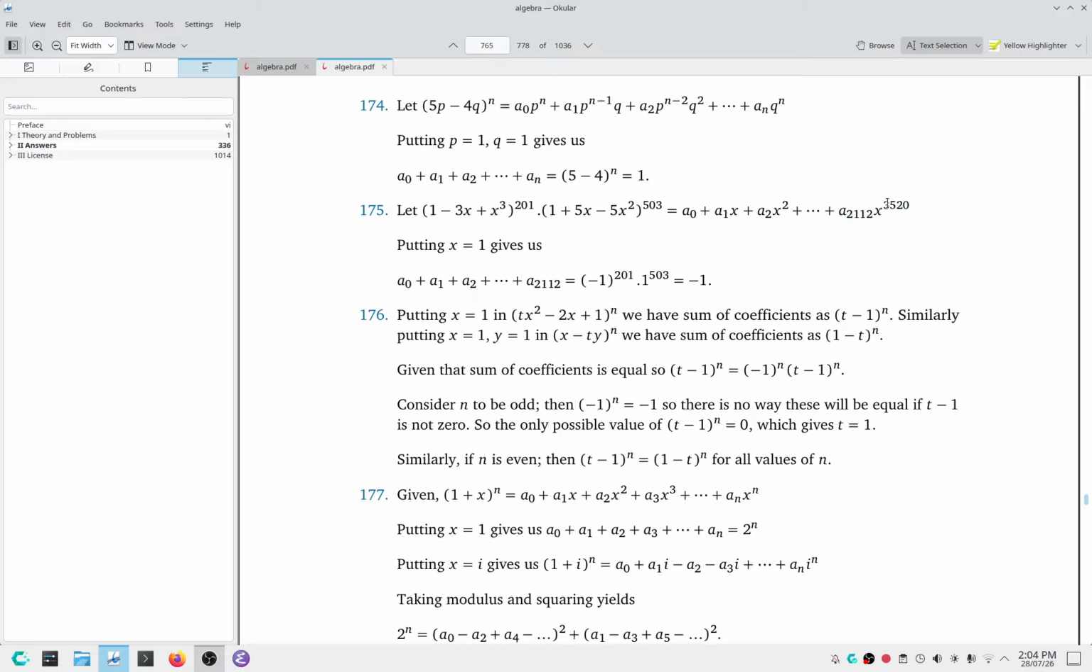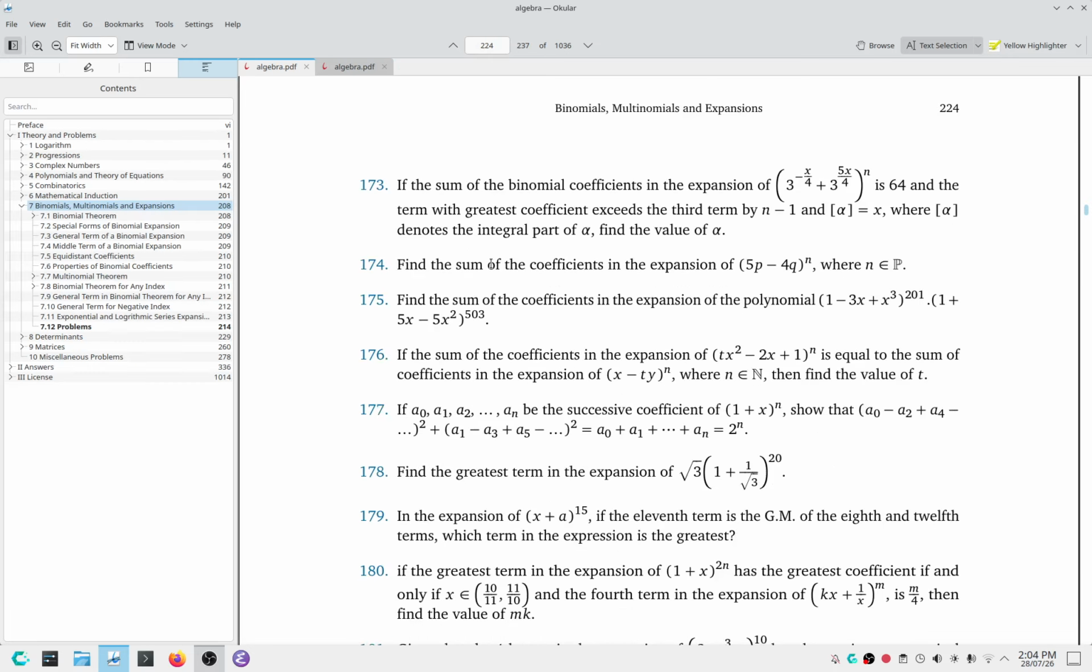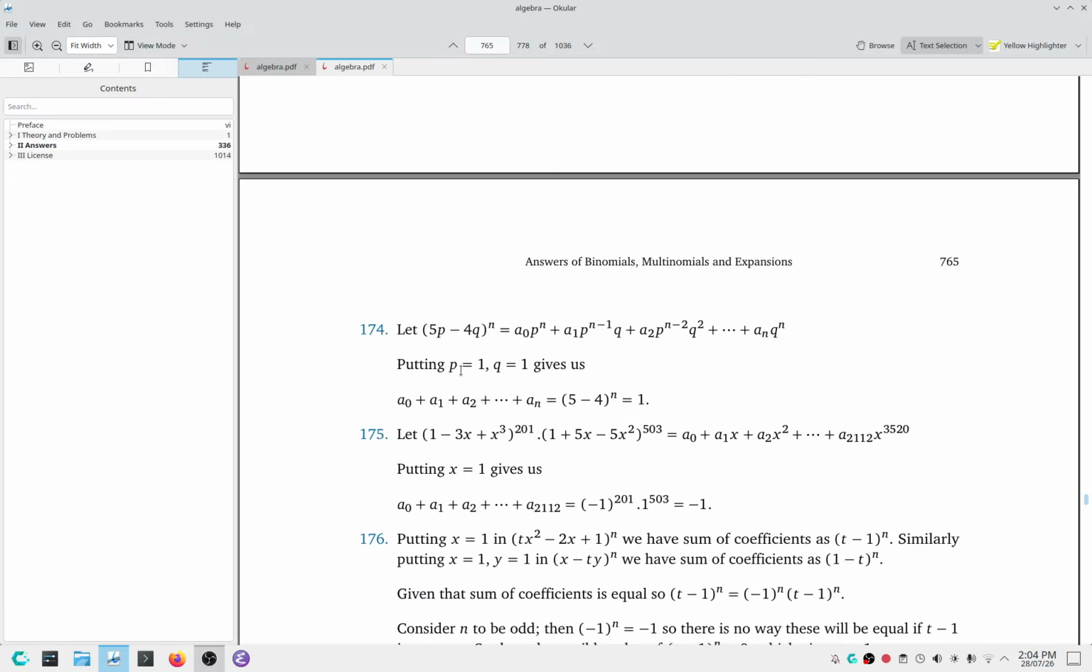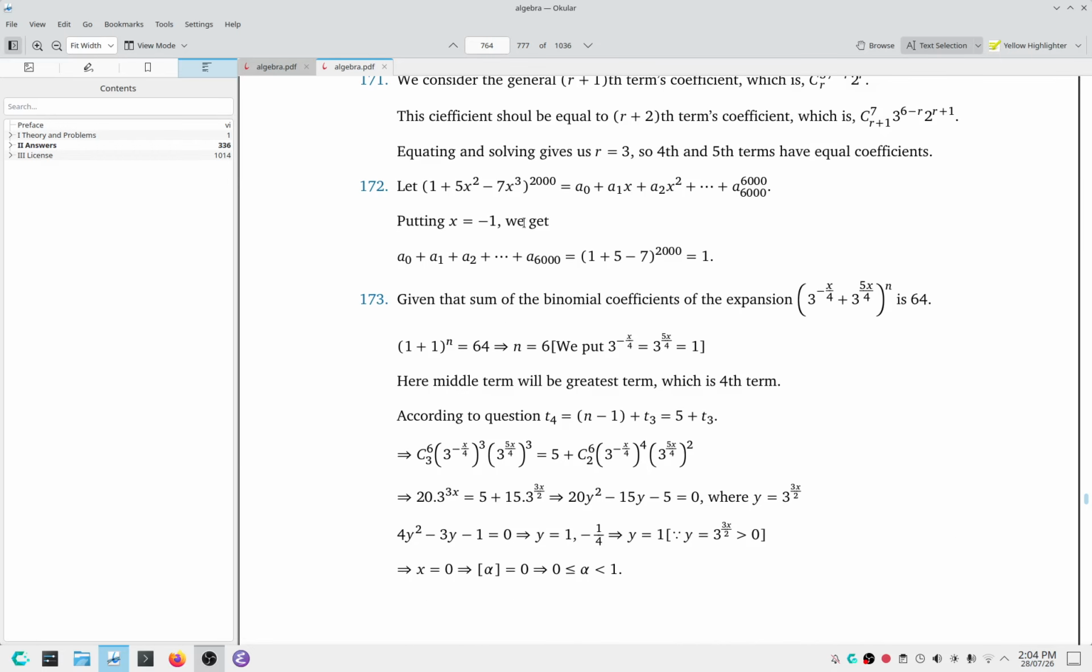x will never reach the power of 3520, because the highest power over here is 1006, and here it is 603. So it would be 1609. That would be the maximum power. So we have mistakes in 175, 172, 171. Okay.